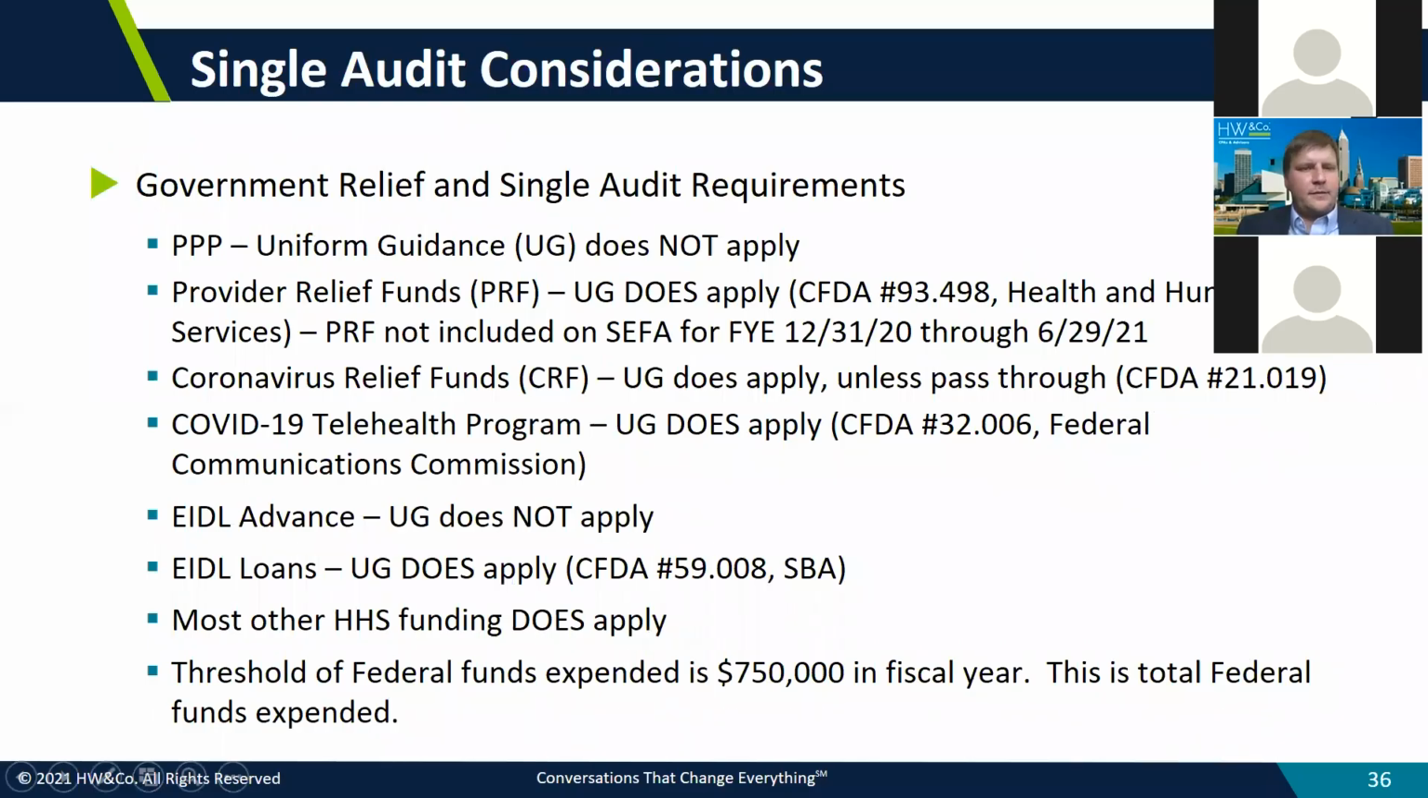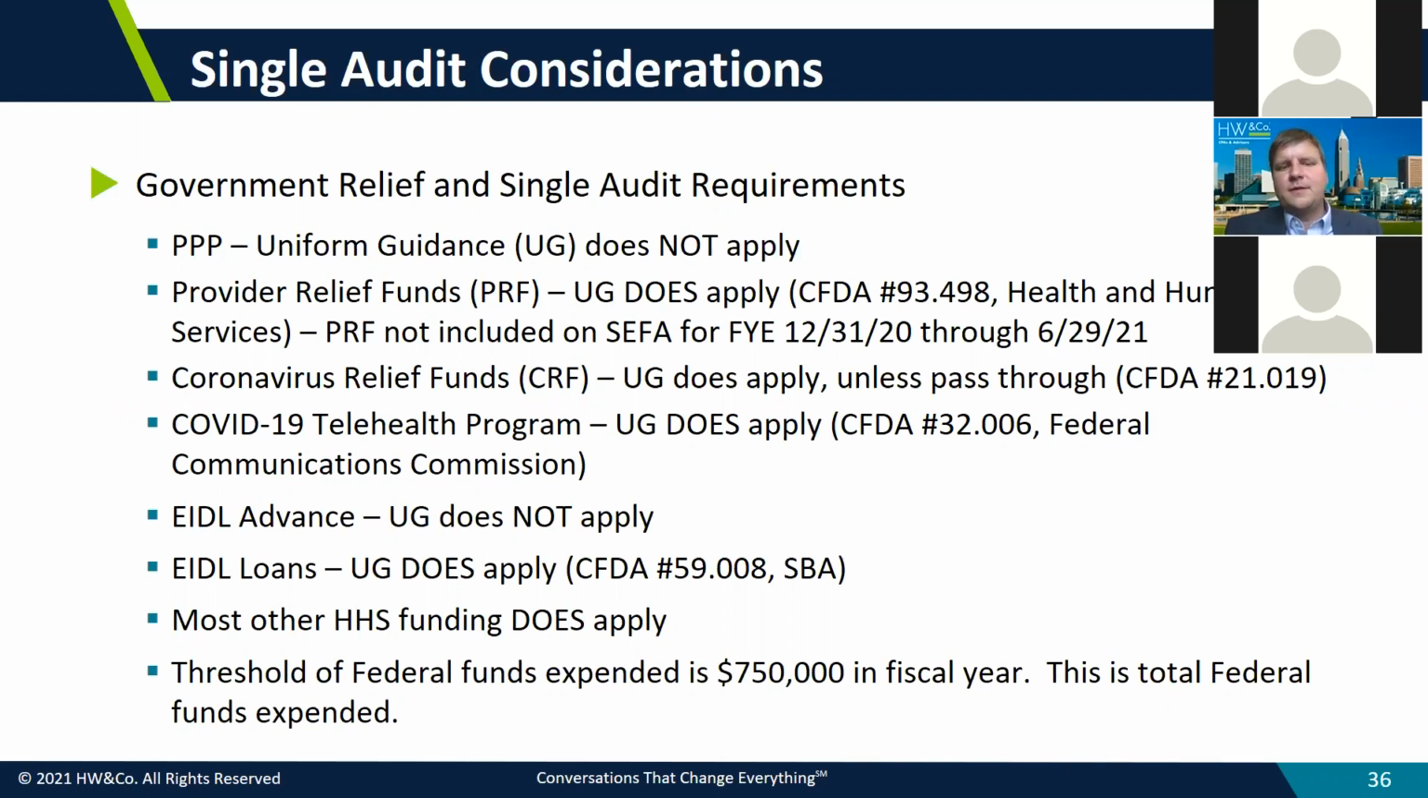So single audit, I touched on a little bit before, and we talked about the PRF funds on the SEFA, the Schedule of Expenditures of Federal Awards. I think the key here is when you were determining whether the single audit requirements would apply, meaning you expended more than $750,000 in federal funds, the PPP did not apply. You didn't have to factor that in. So that was a big thing. That was a big question at first. And the fact that PPP did not apply was a big one.